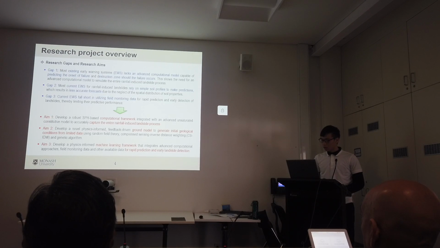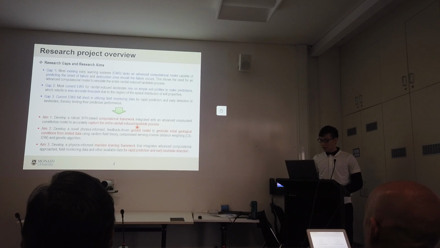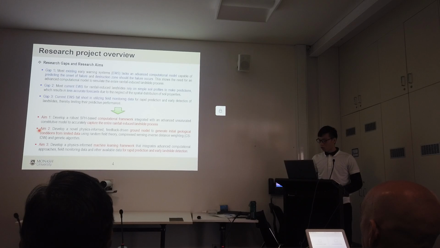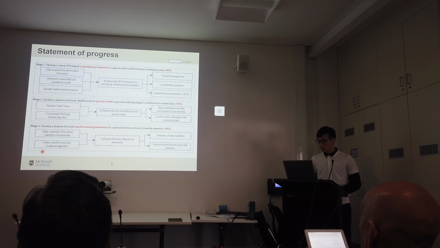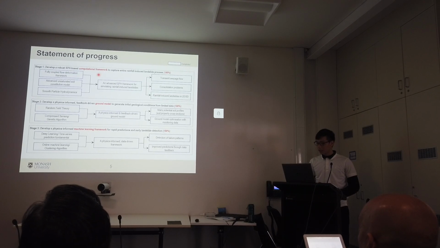M1 is we develop an advanced computational approach to simulate the entire rainfall-induced landslide process. M2 is we develop a ground model to generate initial geological conditions from limited data. And M3 is we develop a machine learning framework for rapid prediction and early landslide detection. So based on the three Ms, it was formed into three stages, which will be presented in this presentation.